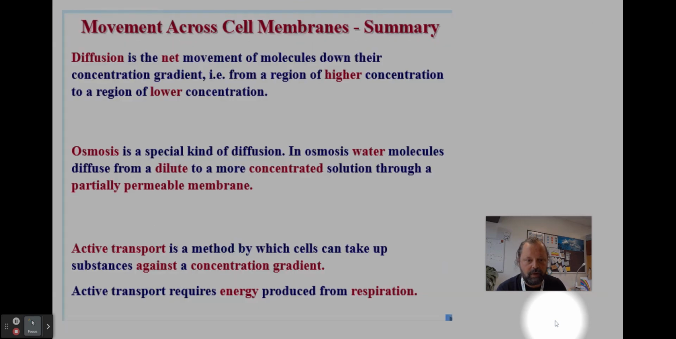Okay, to summarize then, we've talked about three ways in which materials move in and out of cells. Most stuff moves by diffusion. It's where material moves down the concentration gradient from a higher concentration to a lower concentration. This is like something rolling down the hill.